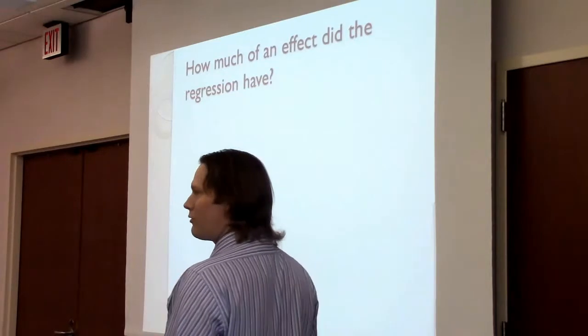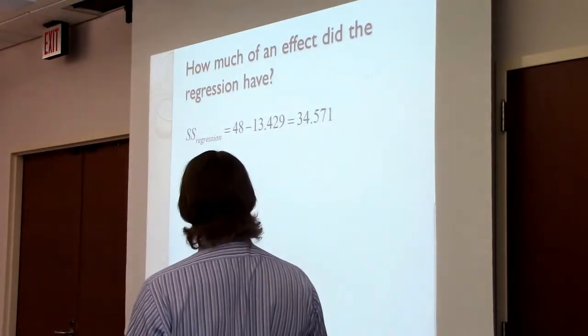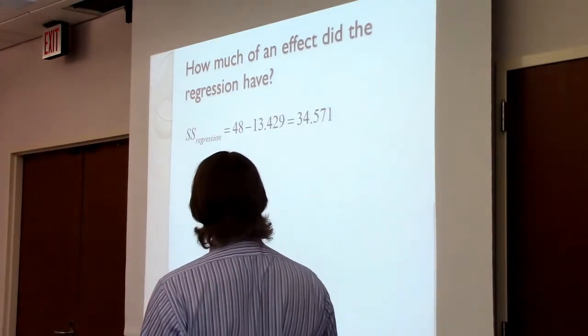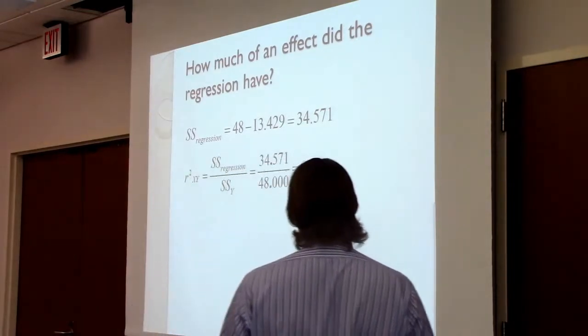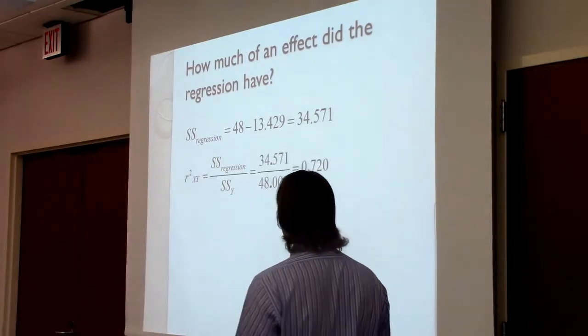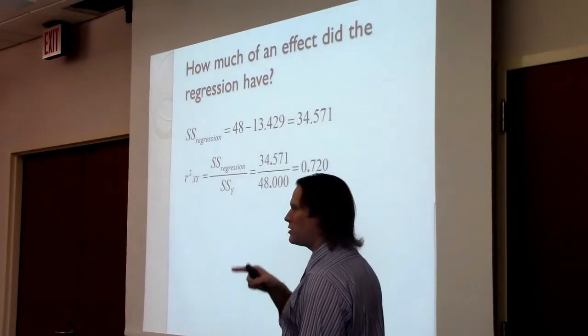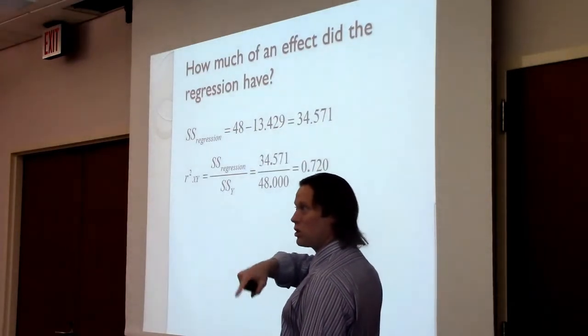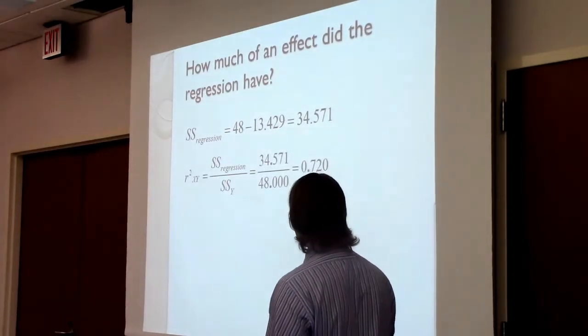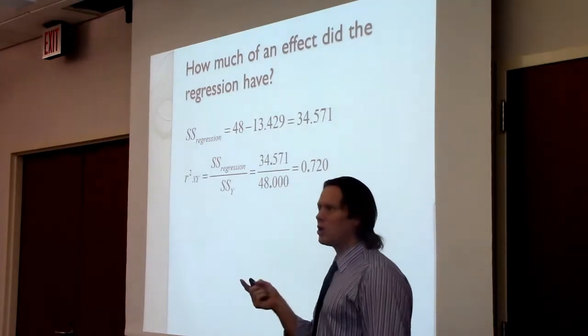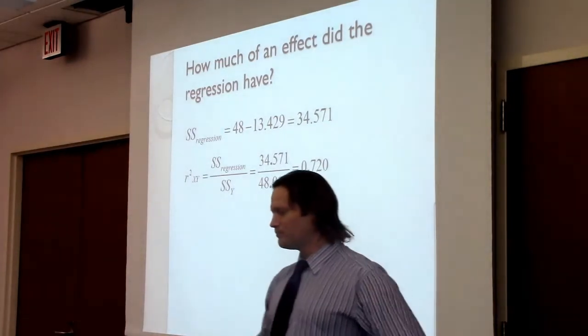Then we ask how much of an effect did it have? Well, we have our SS of regression is just 34.571 in this case. And the r squared, which, by the way, you would have also gotten this number if you had taken the r that we had earlier and just squared it, would have gotten you right back to this number. Because they're all interrelated. It's all sums of squares of differences.